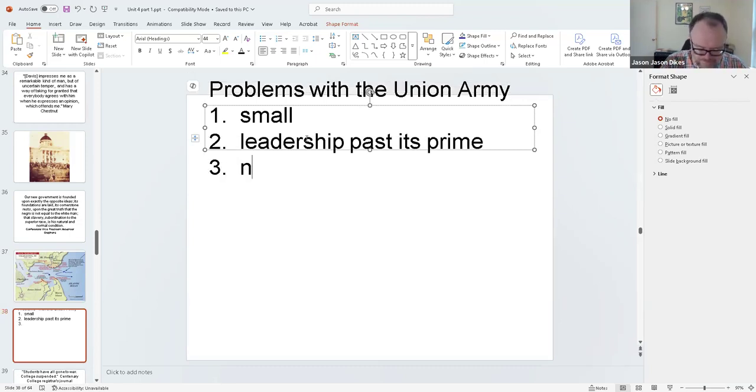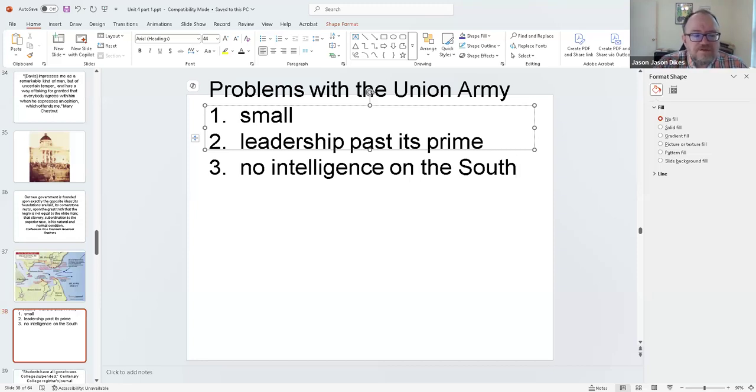So not really in the best shape here. Third, no intelligence. The Army had no idea where the roads in the South are, where the bridges are, what shape the roads are in. All the kind of stuff you need to know if you're going to invade enemy territory. Nobody knew. So a lot of problems with the Army, problems that are going to have to be fixed.